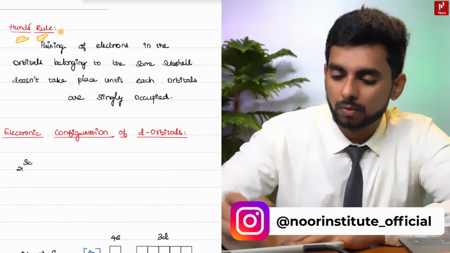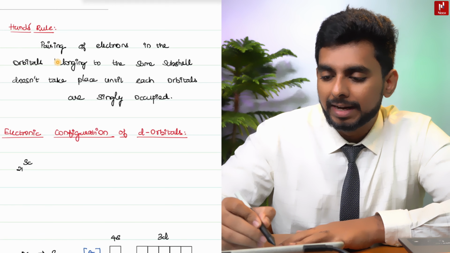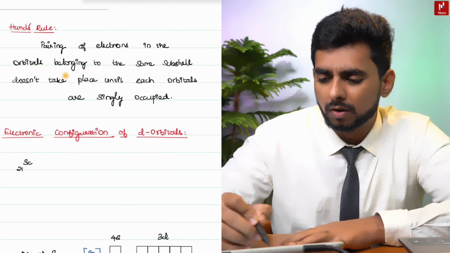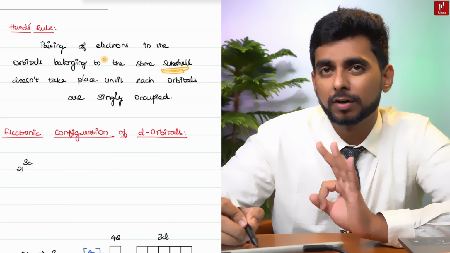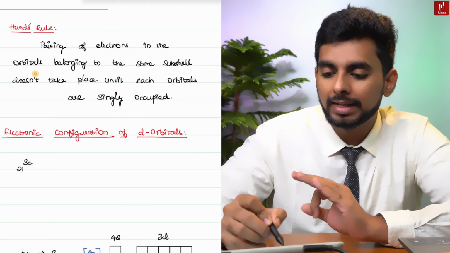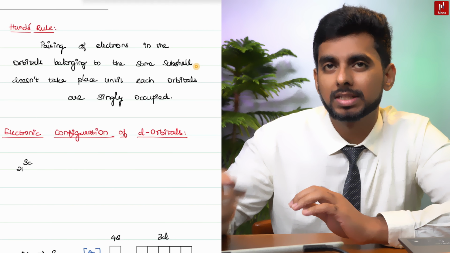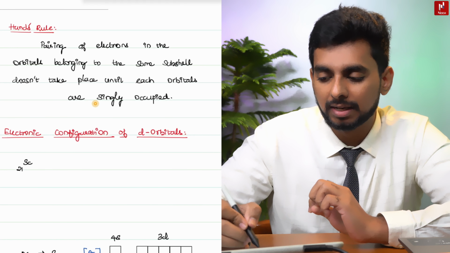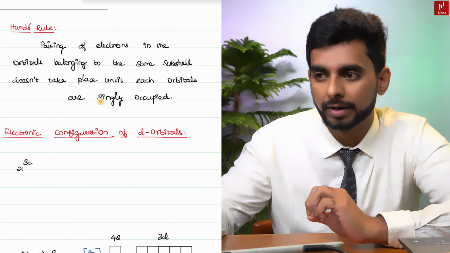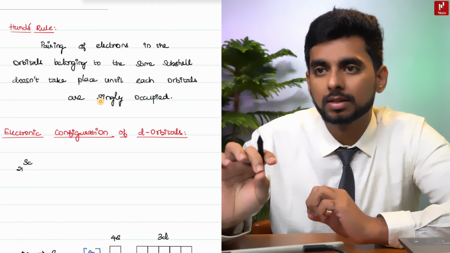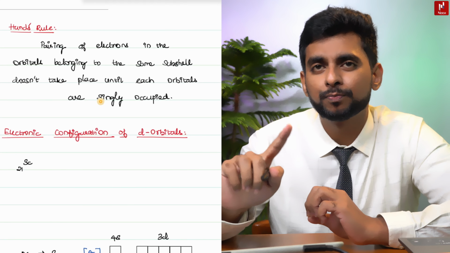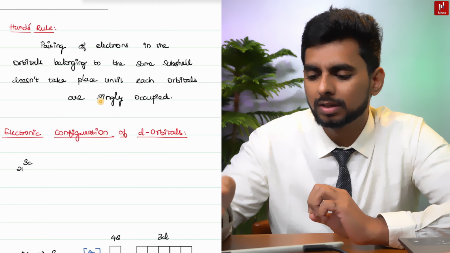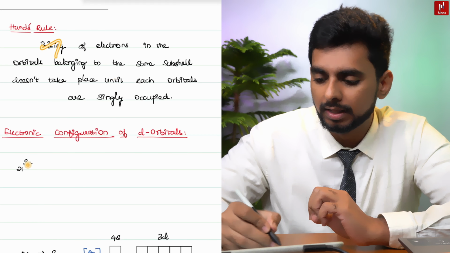Then you have Hund's rule. Pairing of electrons in orbitals belonging to the same subshell, which means, in the p subshell you will have three different orbitals, isn't it? So pairing of electrons in the orbitals belonging to the same subshell, let us consider the p subshell, does not take place until each orbital is singly occupied, which means px, py, pz. These three orbitals will be singly occupied, then the pairing will begin. That's how electrons will fill in the atom. So we'll use this Hund's rule while filling the electronic configuration of d orbitals.